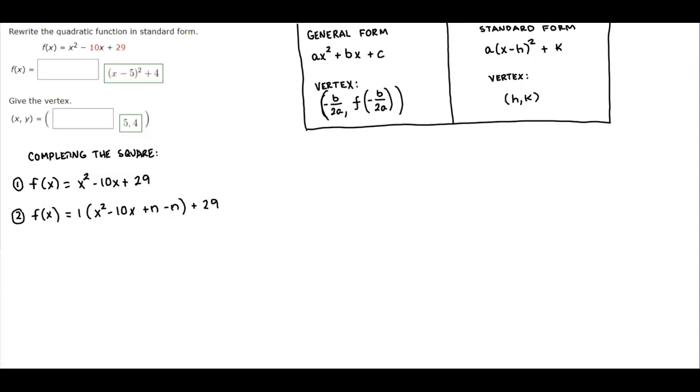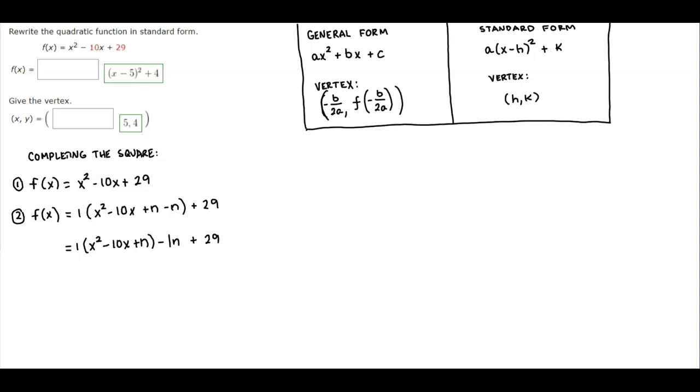And then plus 29. Okay, and then we're going to write that 1 and multiply it by the first 3 terms, which is x squared minus 10x plus n. And then that means we're going to multiply the 1 by the minus n, so on the outside of the parentheses it becomes minus 1n plus 29.